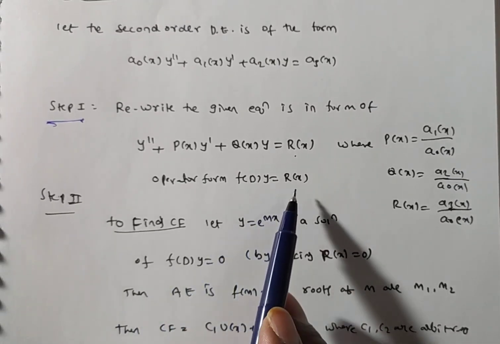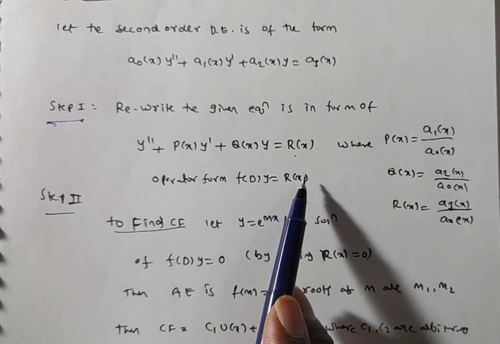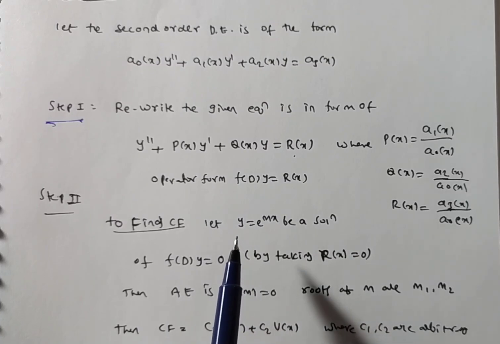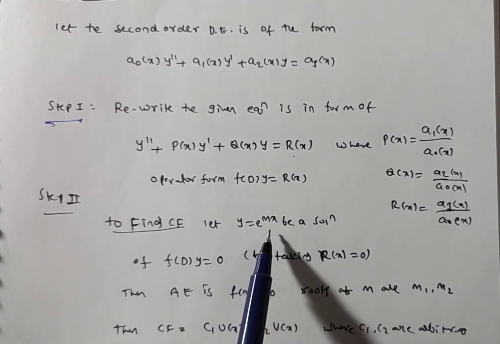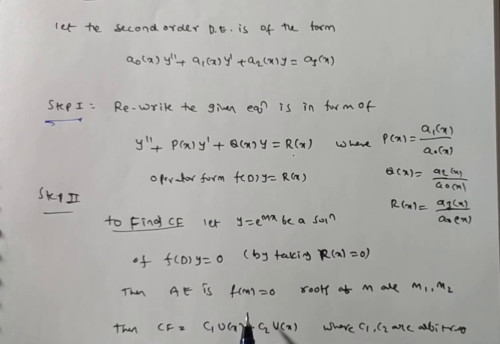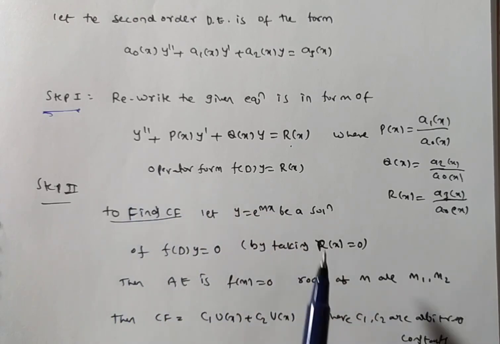While finding the complementary function, we take r of x equal to 0. If r of x is equal to 0, then you will have f of D into y is equal to 0. Let y is equal to e power mx be a solution of f of D into y is equal to 0. Then we will get the auxiliary equation or helping equation f of m is equal to 0. How many roots will you get here, since it is second order? You will get two roots. Let m1 comma m2 be the two roots.